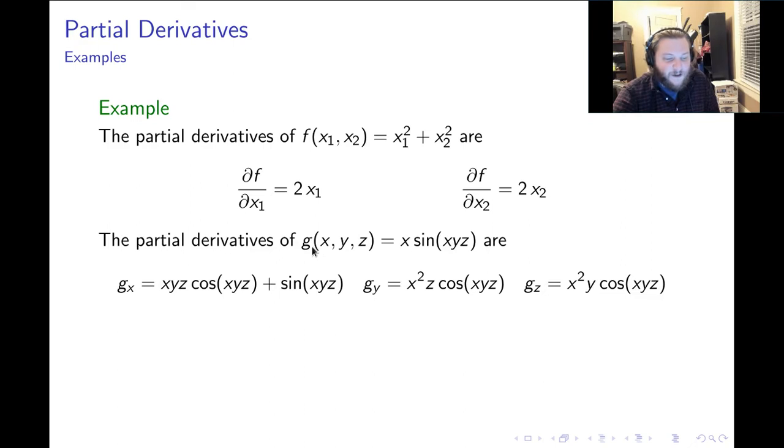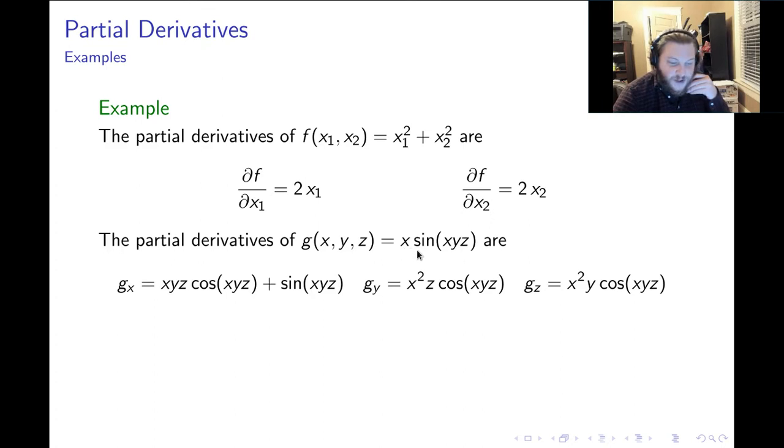This is the scalar field g on 3 variables, and the formula is g of x, y, z equals x times sine of xyz. So now I can take 3 different partial derivatives because I have 3 different input variables. So what happens if I take the partial derivative of g with respect to the first input variable x? The notation I could use here is curly g over curly x, but instead I'm going to write this as g sub x. So now I'm going to take my expression and view y and z as constants and take a derivative with respect to x.